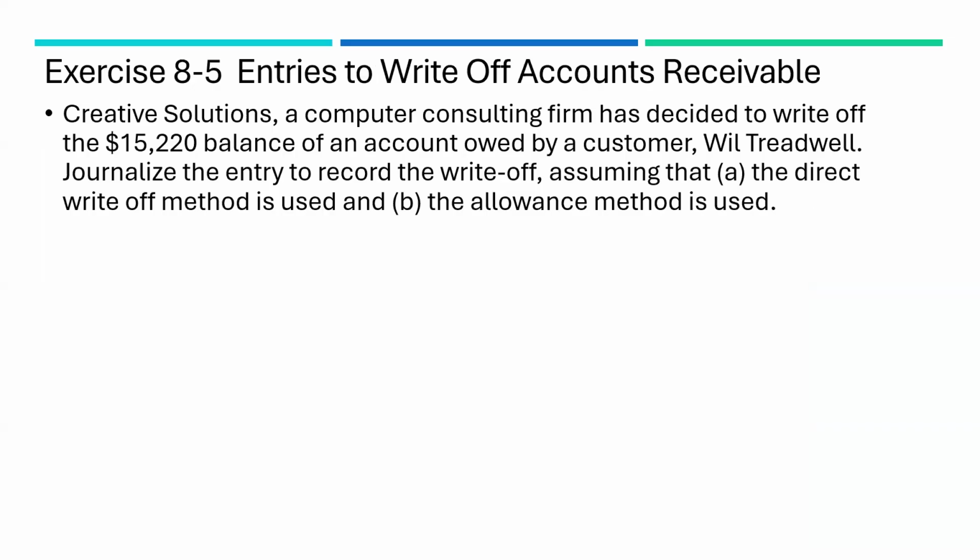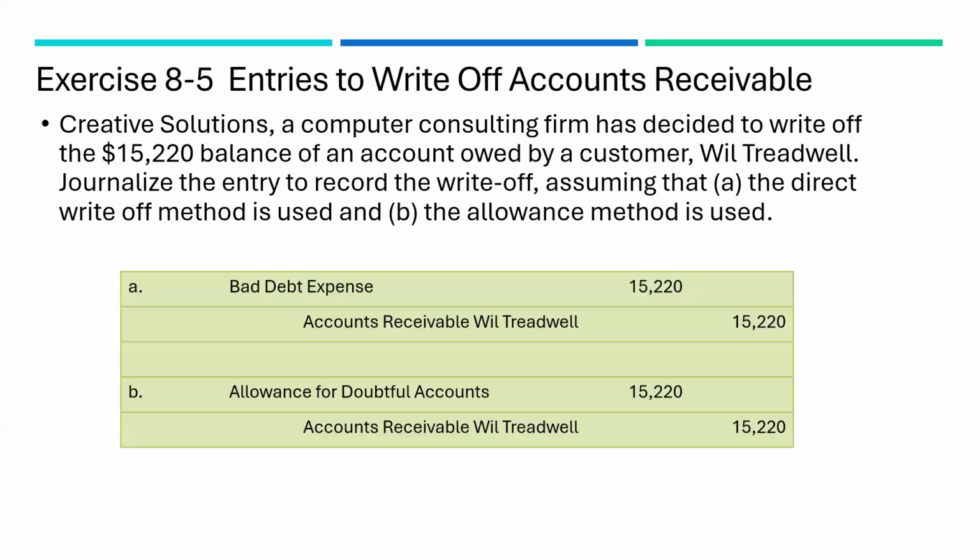And another example of using the direct write-off method compared to the allowance method for writing off an account. Under the direct method, we debit bad debt expense directly and then credit accounts receivable. Under the allowance method, we debit the allowance and credit the accounts receivable.